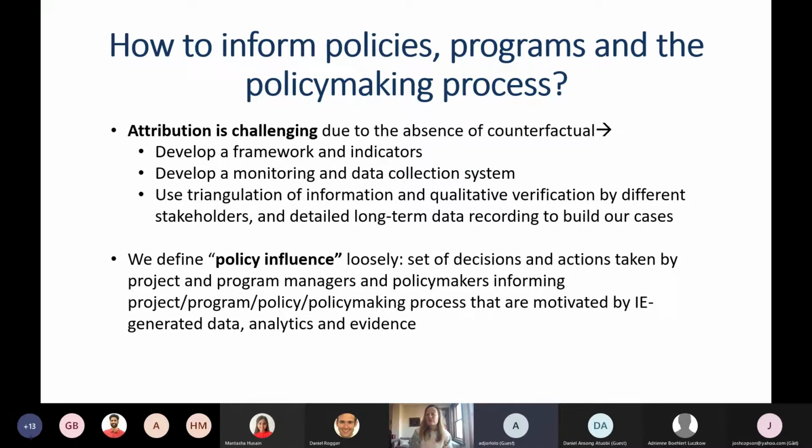So how can we inform policies, right? How can we see if we even did inform them? So it's not just how can we inform them, but how can we measure that? And this is something that's complicated, right? Because there are so many layers to it. And there are so many ways of defining the influence of policy.